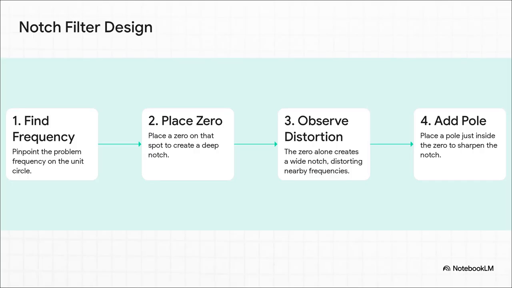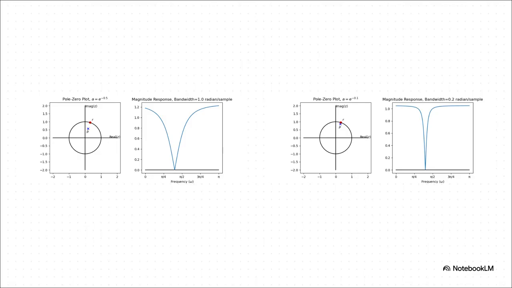We're going to design what's called a notch filter in just 4 simple steps. First, we find the exact spot for 60 hertz on our unit circle map. Step 2, to kill that frequency, what do we do? We plant a zero right on top of it. But wait, we're not quite done yet. See, just placing a zero works.